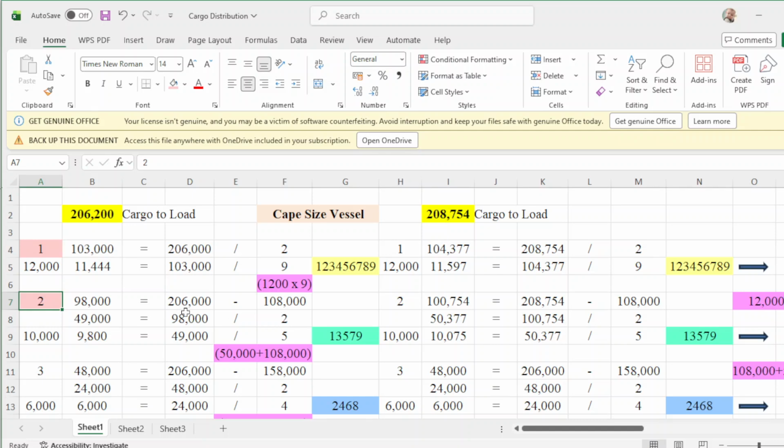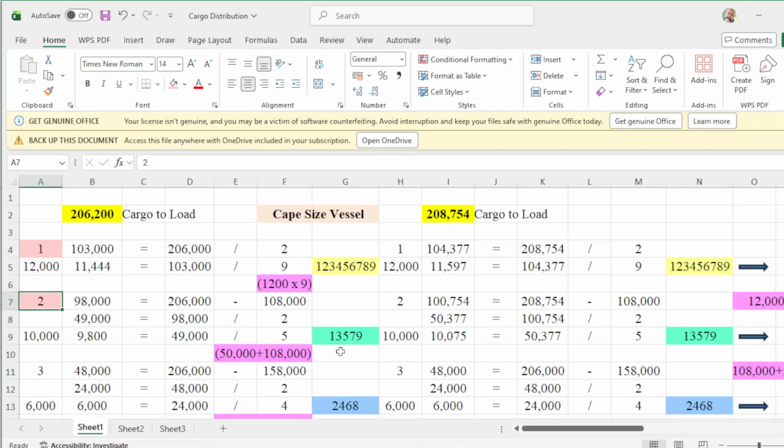So 108,000 minus your total amount of 206,000, that will be 98,000 remaining. With 98,000 remaining, divided by 2, you get one half of it, that will be 49,000. So this 49,000, you distribute it to holds 1, 3, 5, 7, 9. So in each hold you load, make it 10,000 instead of 9,800. So 10,000 for 5 holds, that will be 50,000.